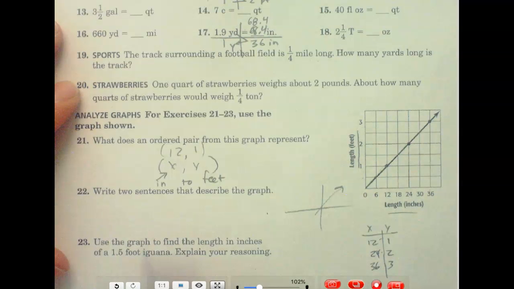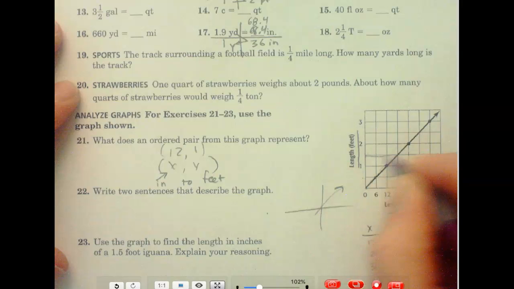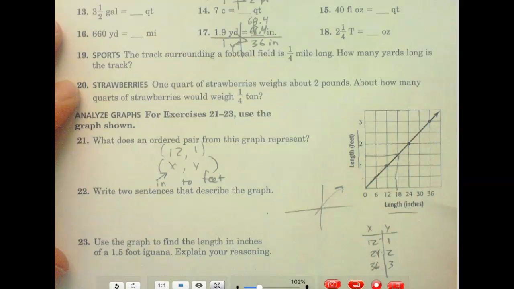Use a graph to find the length in inches of a 1.5 foot iguana. Well, if it's 1.5 feet long, see, here's 1.5 feet, right? Go over here, how many inches? That would be 18 inches. Explain your reasoning.